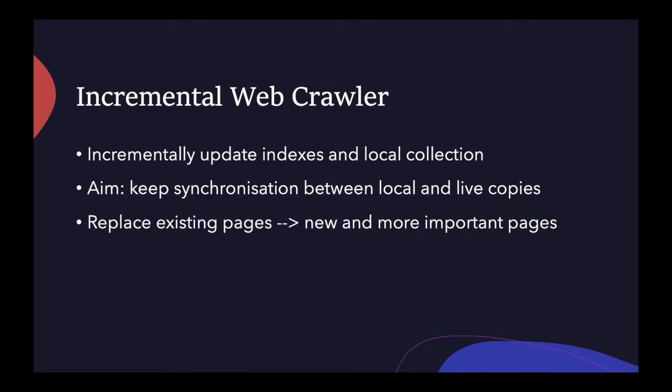In order to keep track of the rapid changes on the web and keep the web page documents stored in the local repository synchronized with the live copy, some crawlers incrementally update their indexes and local collections. After the collection reaches its target size, the crawler can continue to access the pages to update the local copy incrementally. Through this incremental way of updating, crawlers can refresh the existing pages and replace pages of less importance with the new and more important pages. Such a crawler is called an incremental crawler.